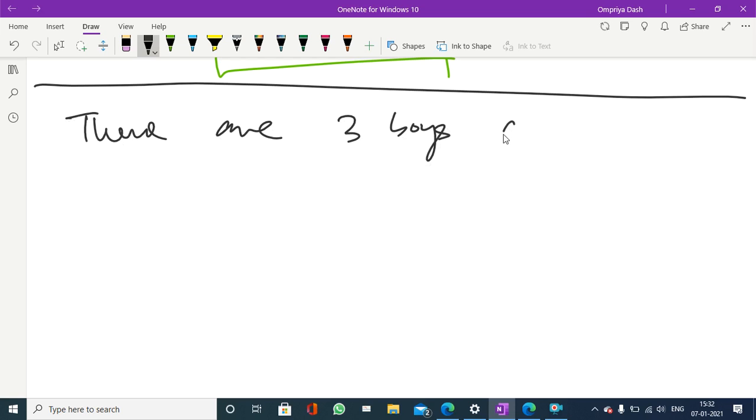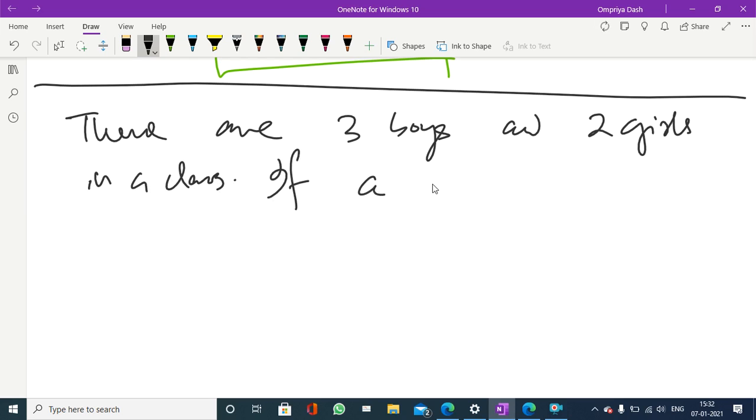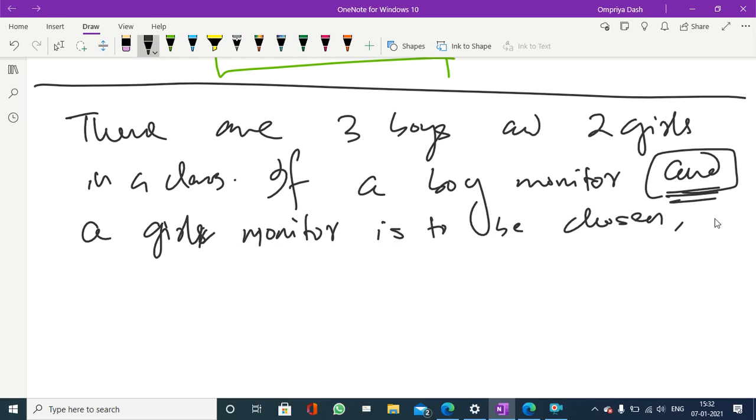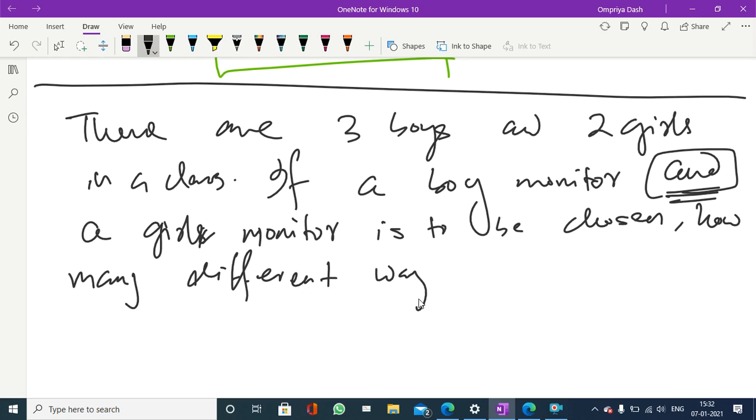Now the question is, there are 3 boys and 2 girls in a class. If a boy monitor and a girl monitor, keep in mind here I am using the word "and", a girl monitor is to be chosen, how many different ways can it be done?